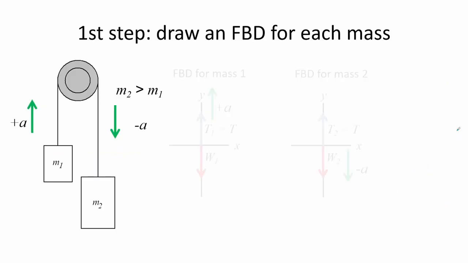The first step is we draw an FBD for each mass. For m1 we see that the presence of the rope produces a tension which is also the same for mass 2. Note that the weight of mass 1 and mass 2 are both pulling the rope, so they are in the opposite direction as the tension.